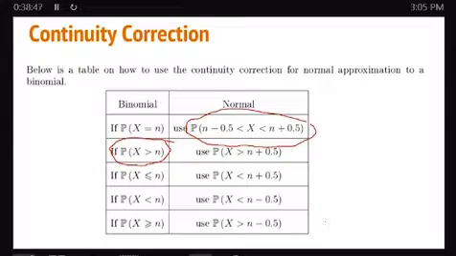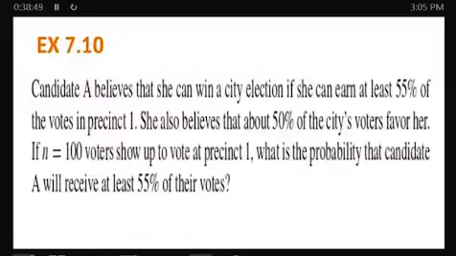Okay? Now, I'm going to go into an example. Candidate A believes that she can win a city election if she can earn at least 55% of the vote in precinct 1. Precinct 1 is like a district within the city. She also believed that about 50% of the city voters favor her. That's a population parameter. It means the population parameter is 0.5.